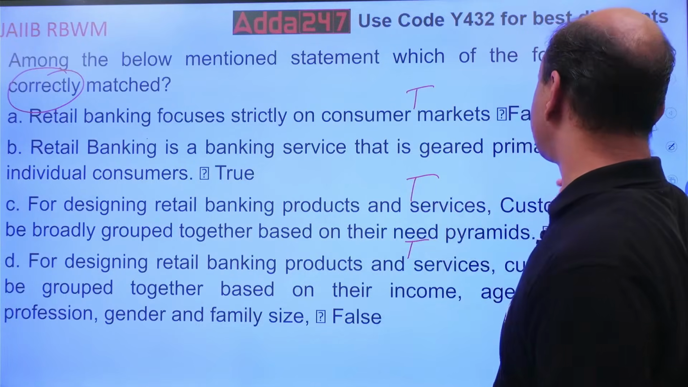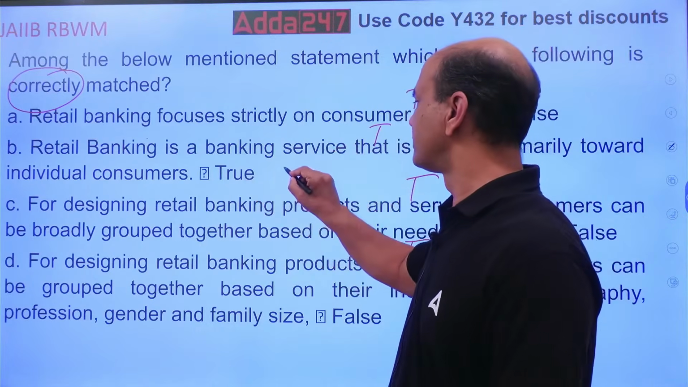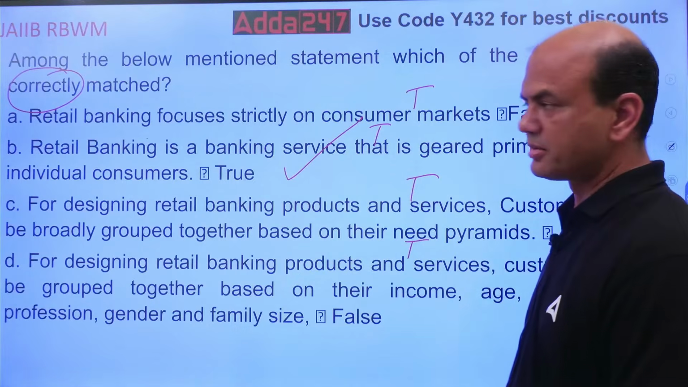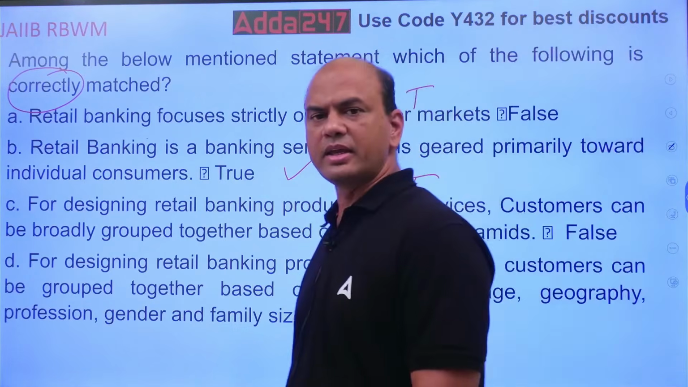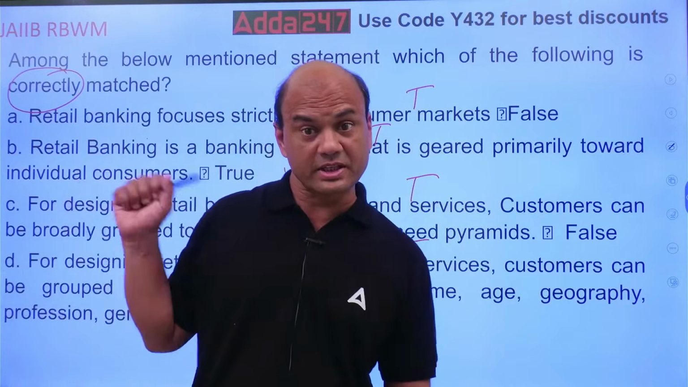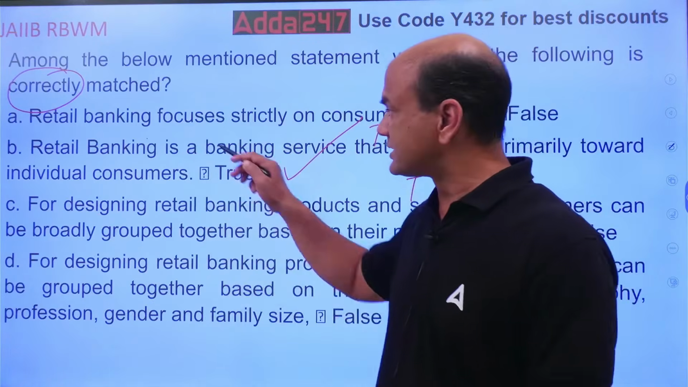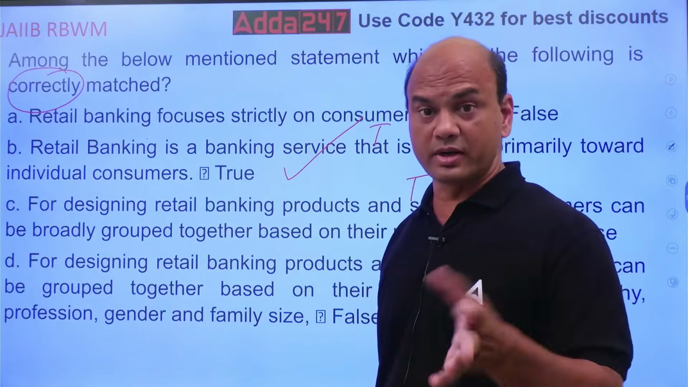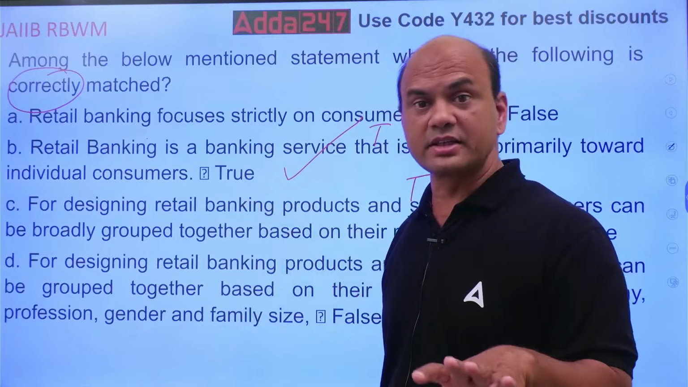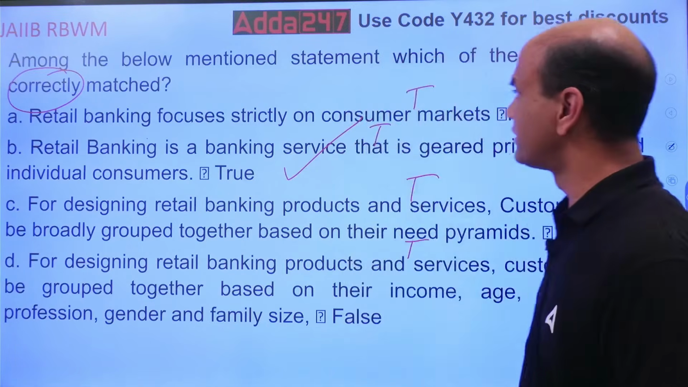Retail banking is geared primarily towards individual customers. Statement is true and option is true. B is the answer, isn't it? Retail banking is geared mainly towards individual customers, and the option is also given true. That is also important. Not only should the statement be true or false, whatever it is, if the statement is false, it should be false over here. Then also the answer is correct. Okay? Got it?